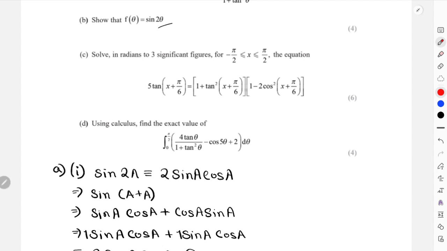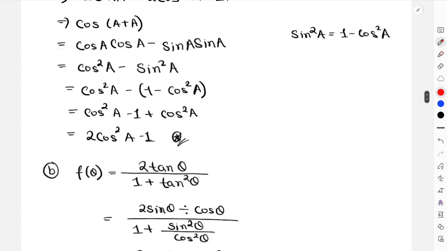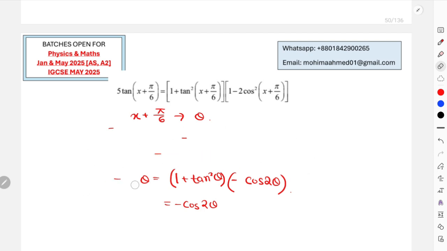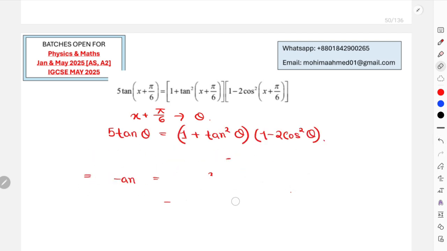Cos 5 theta plus 2, okay. In part B also they wanted to show you sine 2 theta. We did that for sine 2 theta, but for part C it's actually creating a mess. Well, this won't actually give you any solutions. Okay, the first line was actually correct. Other than that, this won't give you any solutions.